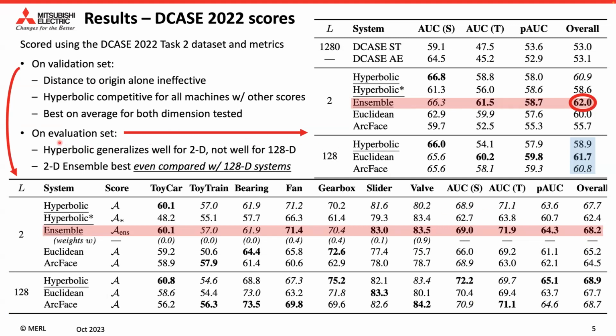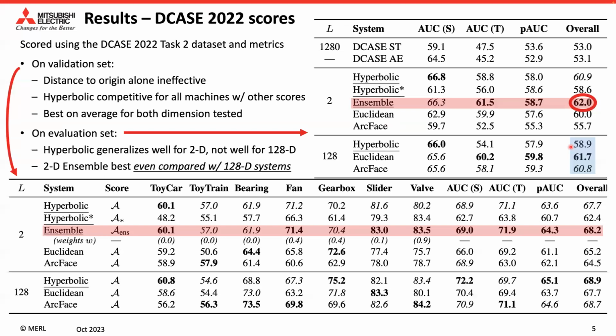Moving to the evaluation set, we find interesting observations, like the fact that while hyperbolic systems generalize quite well in 2 dimensions compared to their Euclidean counterparts, that is not true in the 128-dimensional case. However, crucially, the ensemble approach in 2 dimensions tops the chart, both among 2-dimensional systems, but also across all baselines and systems.